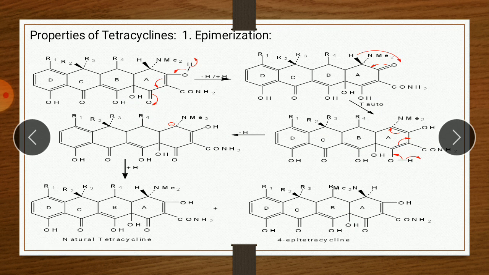Then the properties of tetracycline. The first property is epimerization. Tetracycline has the ability to undergo epimerization at carbon 4 in solutions of intermediate pH range. This isomer is called epitetracycline. Under acidic conditions, an equilibrium is established and consists of approximately equal amounts of the isomers. The 4-epitetracycline has been isolated and shows much less activity than the natural isomer. So at intermediate pH, tetracycline undergoes a reaction called epimerization, meaning there is a formation of epimers.